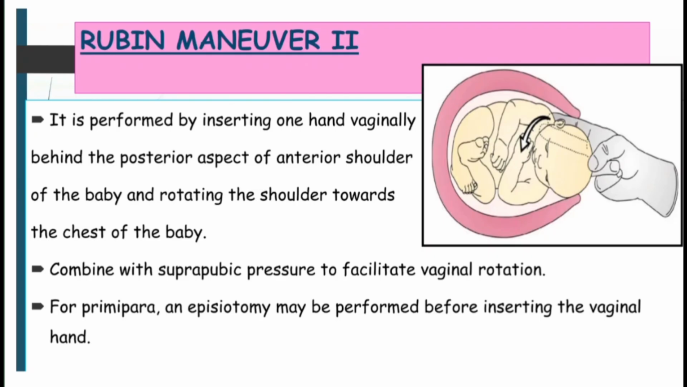We also have an internal maneuver, which is the Rubin 2 maneuver, which combines suprapubic pressure with inserting our fingers into the posterior vagina to rotate the anterior shoulder of the baby. Think of it as doing both the McRoberts maneuver and the Wood's corkscrew maneuver. That's the Rubin 2 maneuver.